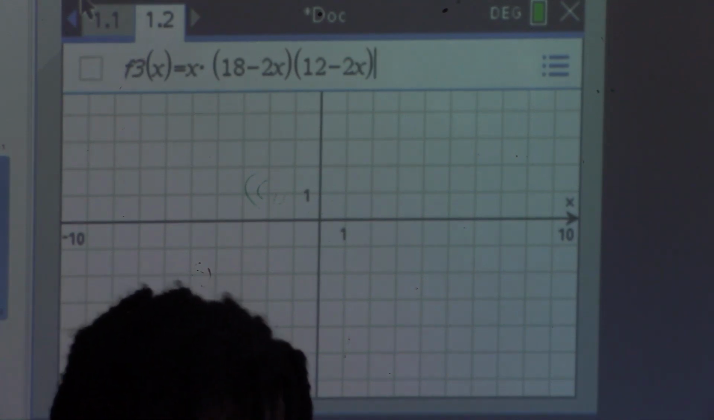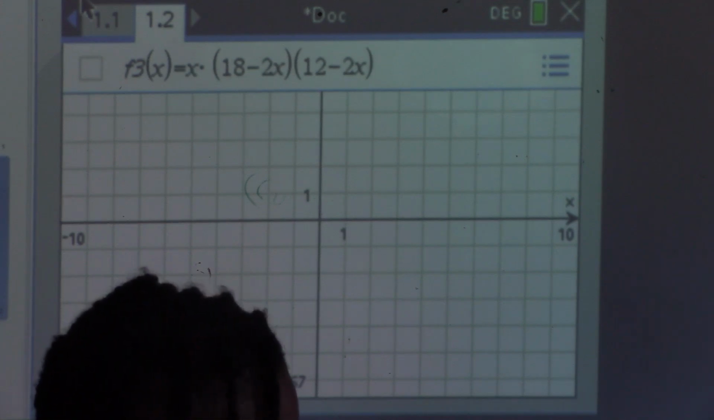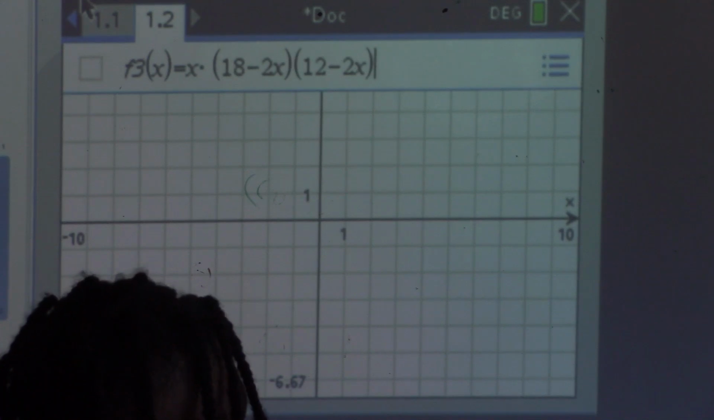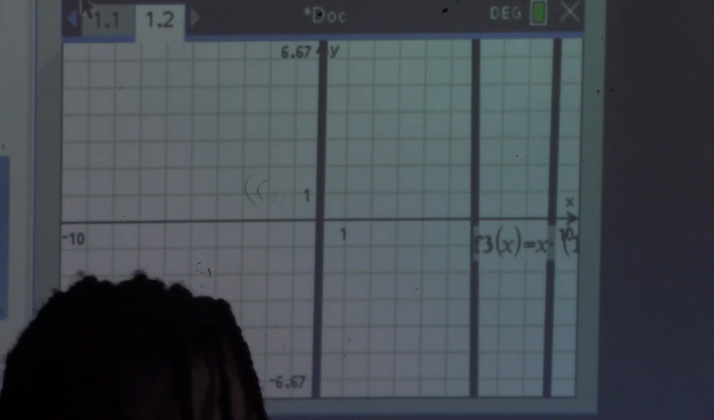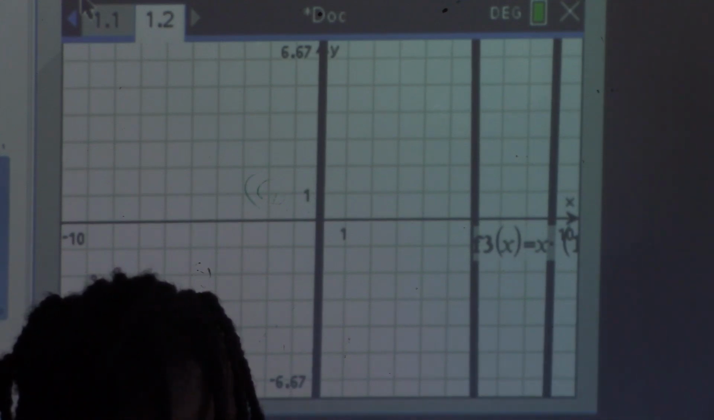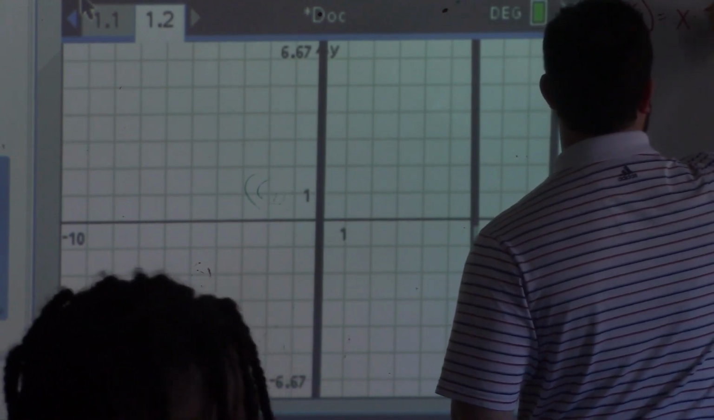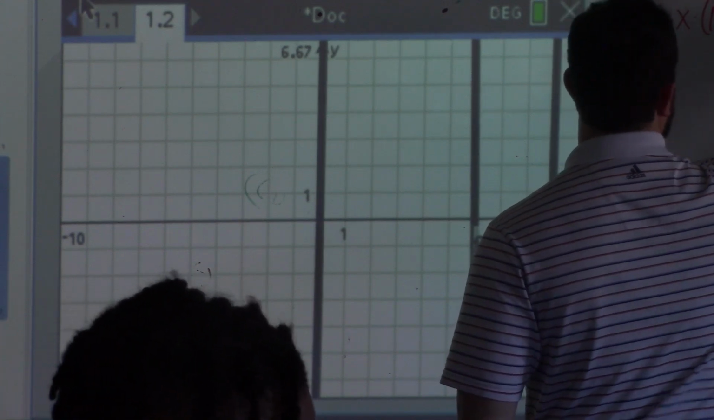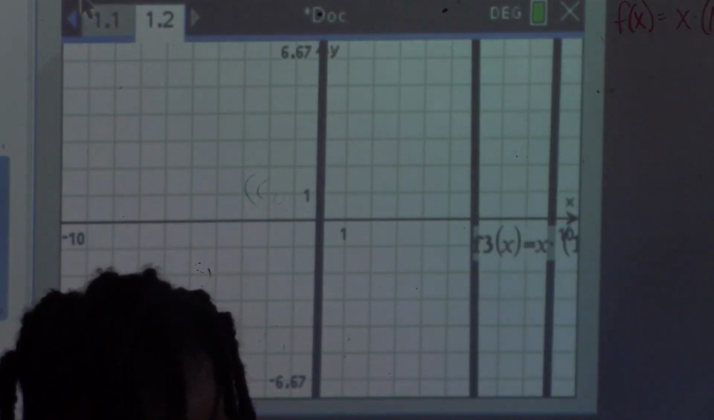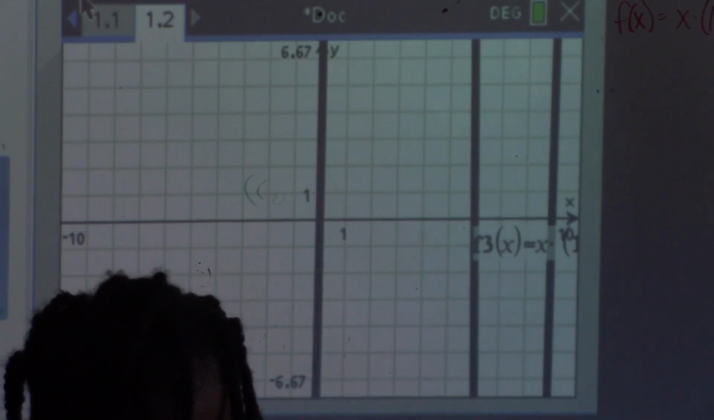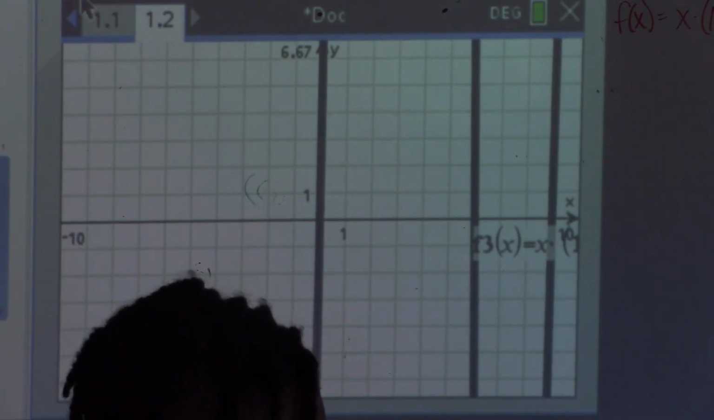Okay, so, ladies and gentlemen, I'm going to hit enter. This is a cubic function. Does it look like a cubic to you? Can I make my graph bigger? That's because your graph has a different scale. The equation is x times (18 minus 2x) times (12 minus 2x). Let's talk about this really quickly, because some of you have a different scale because of something I was doing in first block. For a lot of us though, that's what it looks like.